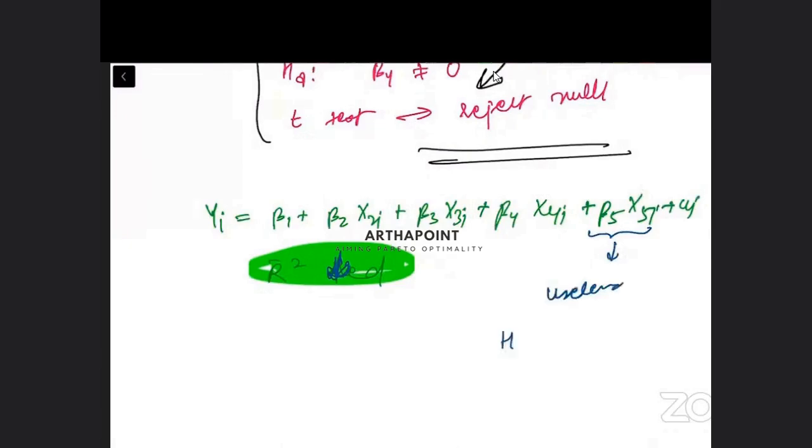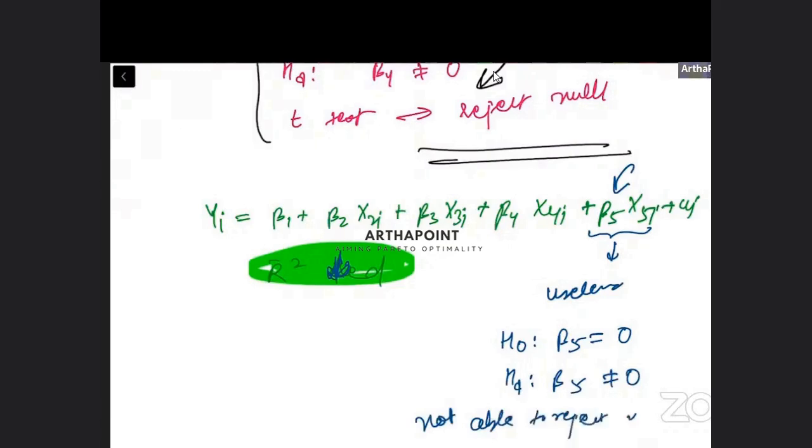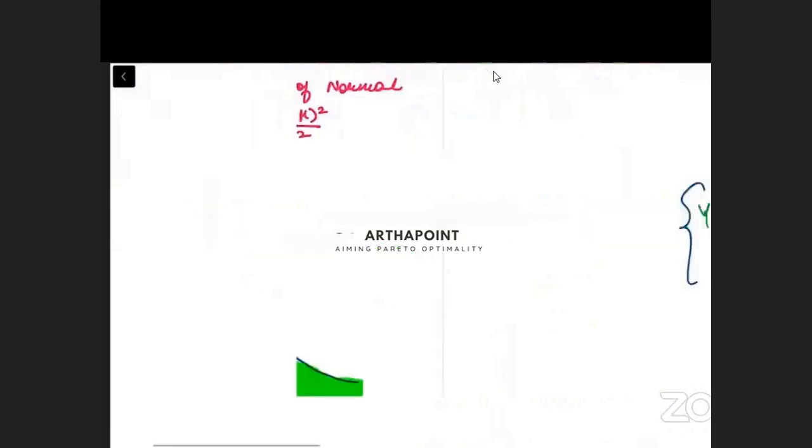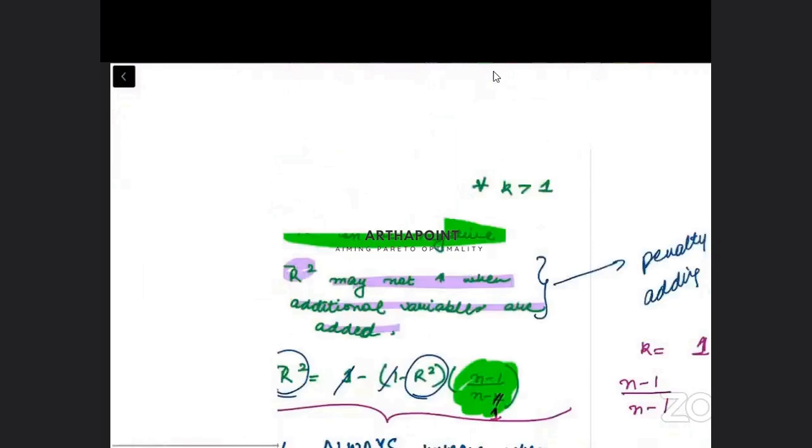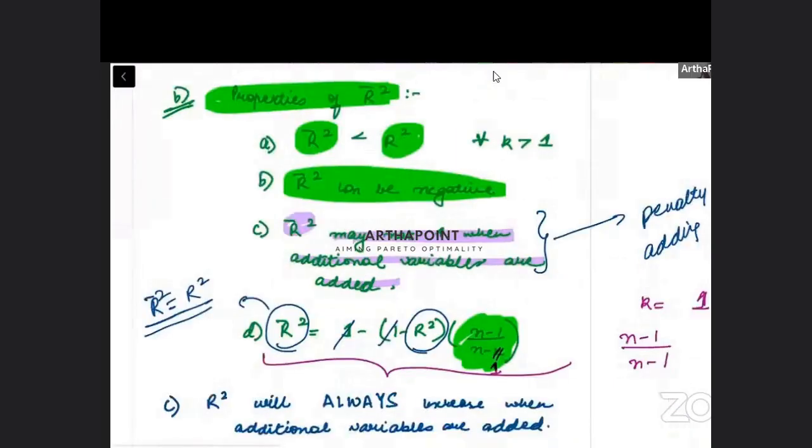That means if I would have done only a t-test on this variable's slope, I would have got that the variable is useless. I would have not been able to reject null. Are you getting it? So that is why its r bar square would have decreased. So this is what is about r bar square. In case of r bar square, you have to note that it can be negative. It can decrease when you add an additional variable. It is less than r square. And this is the formula for r bar square. So you just remember this formula also, please.